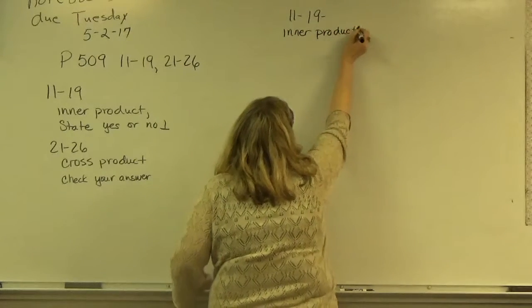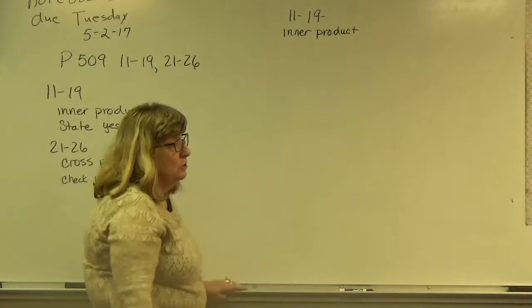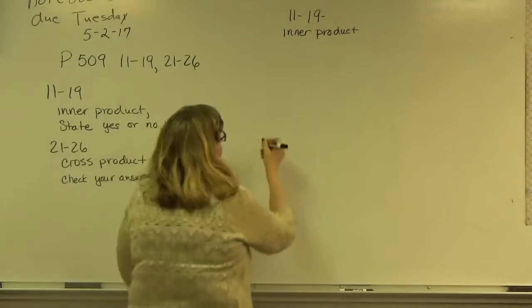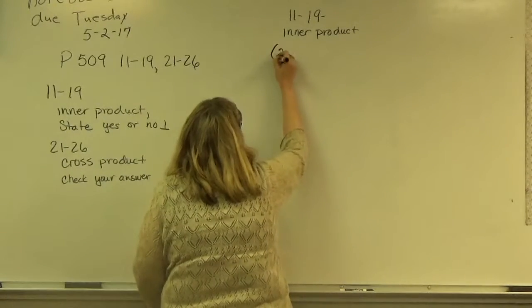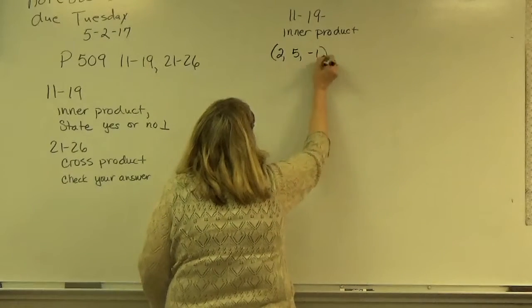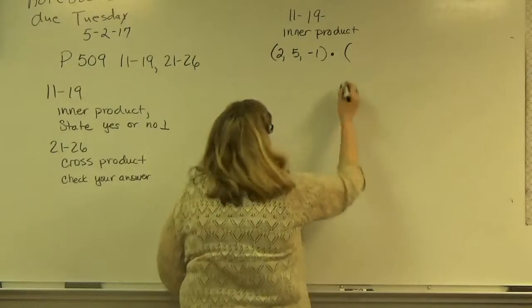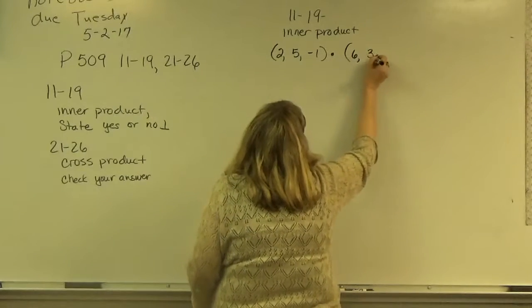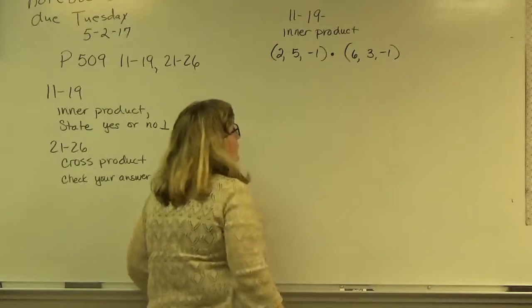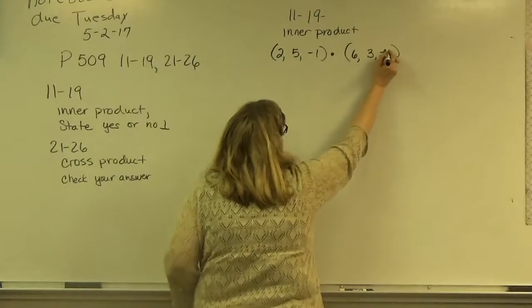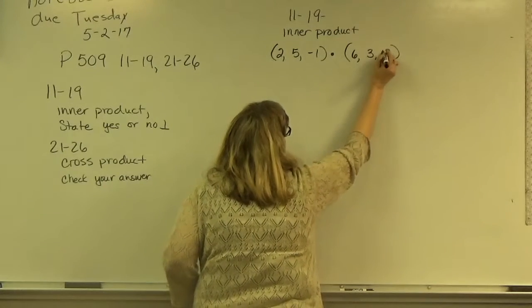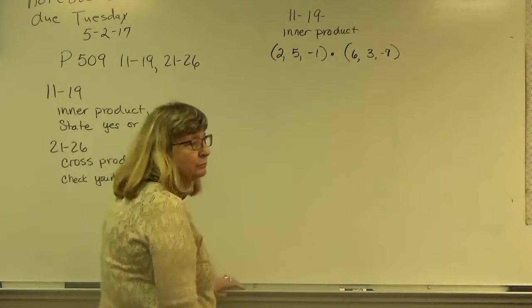Okay, example of an inner product. First, it could either be two-dimensional or three-dimensional. And an inner product is signified with a dot in between. Let's make that a 7, otherwise it's kind of boring.